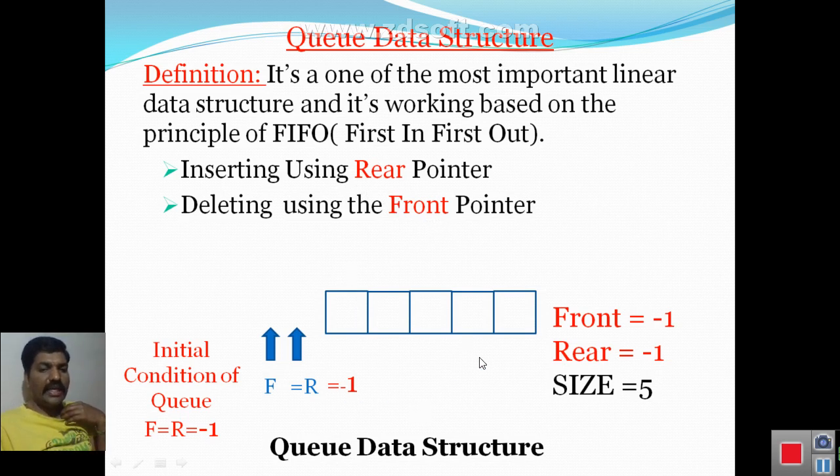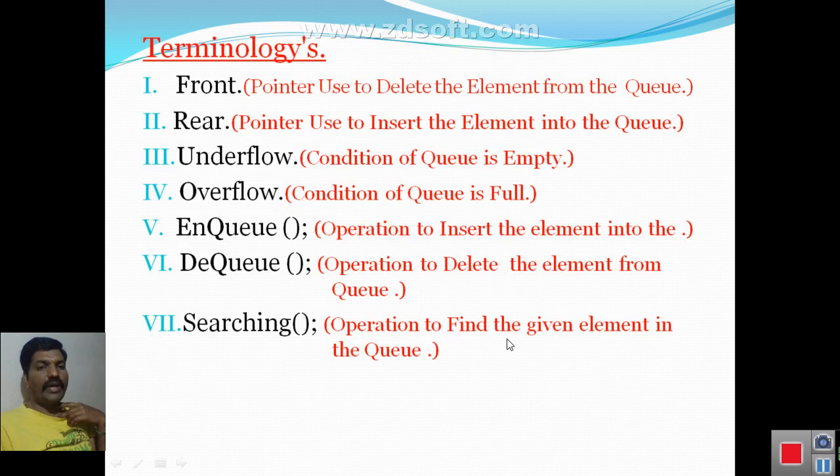You can see the queue data structure. This is the queue indicating the initial condition. The initial condition of the queue is that the front and rear pointers are both indicating -1. You can see there are 5 locations in the queue data structure, so size equals 5. This is the list of terminology: front, rear, underflow condition, overflow condition, NQ, DQ, searching operation.